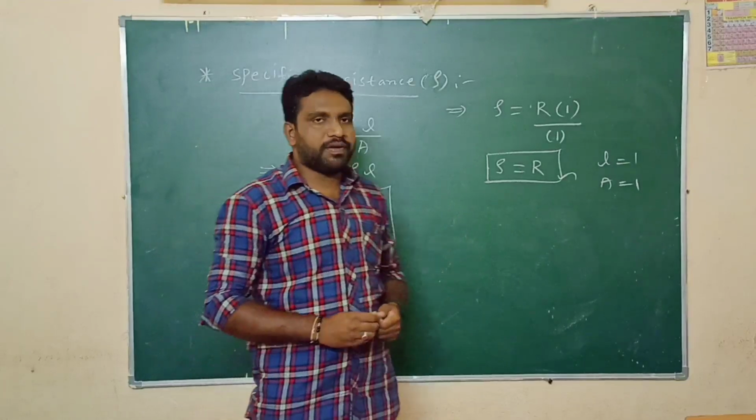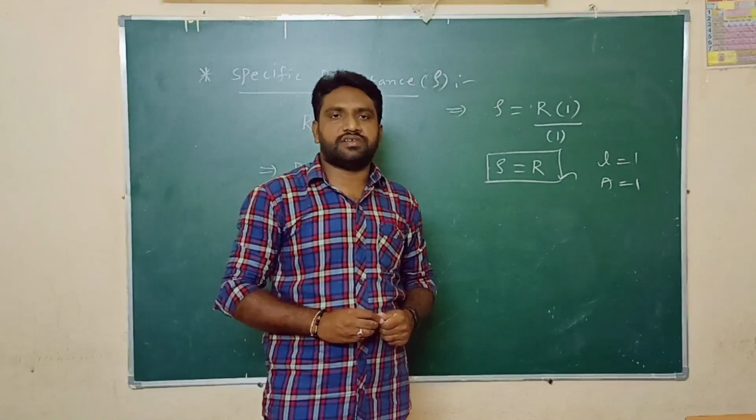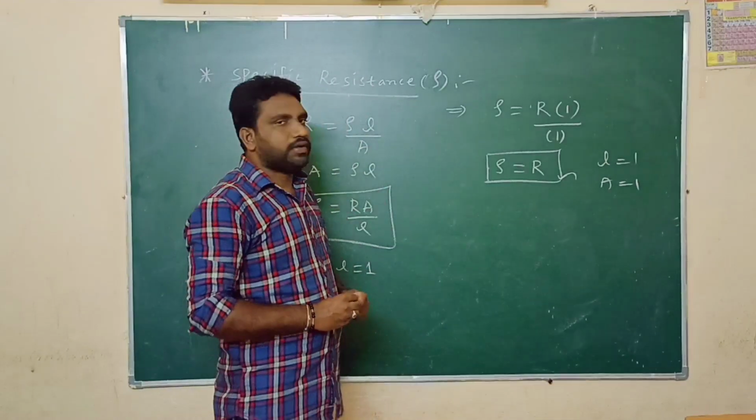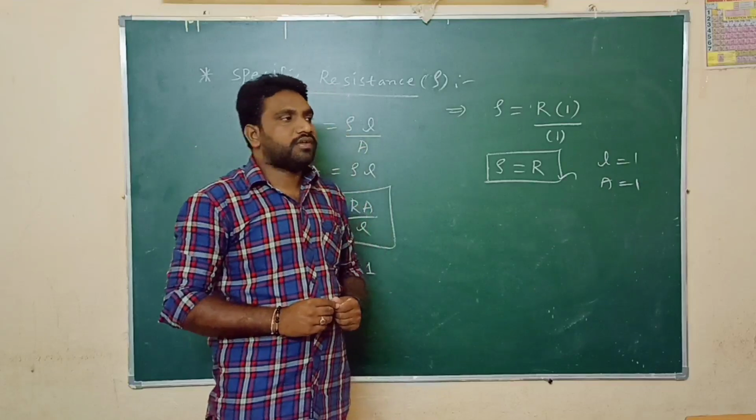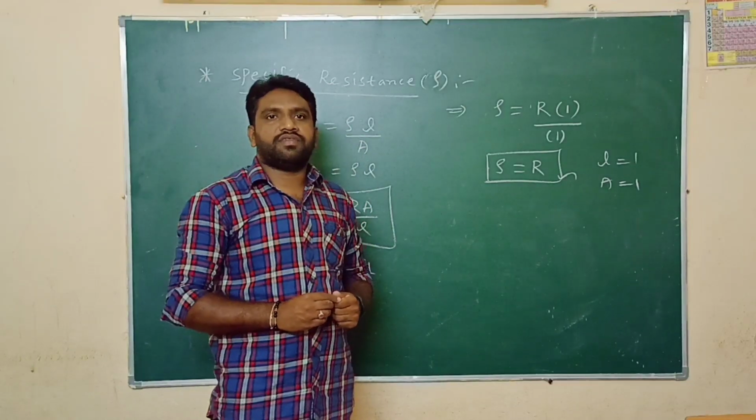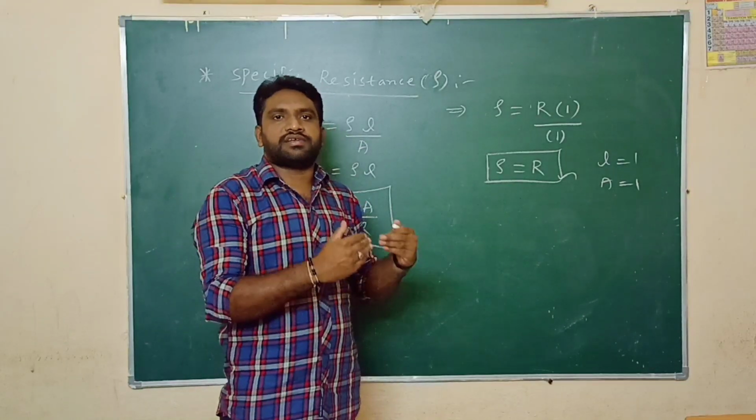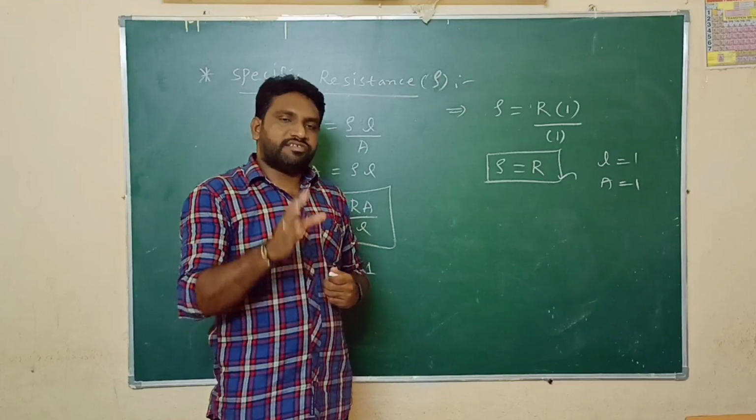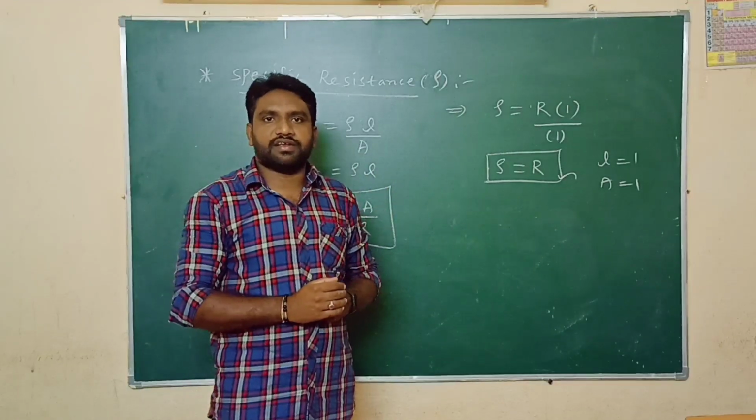Once again, the definition of specific resistance or resistivity: specific resistance is the nature of a conductor. It is defined as the resistance of a conductor having unit length and unit cross sectional area. Then its resistance becomes its specific resistance. That is the definition of specific resistance.